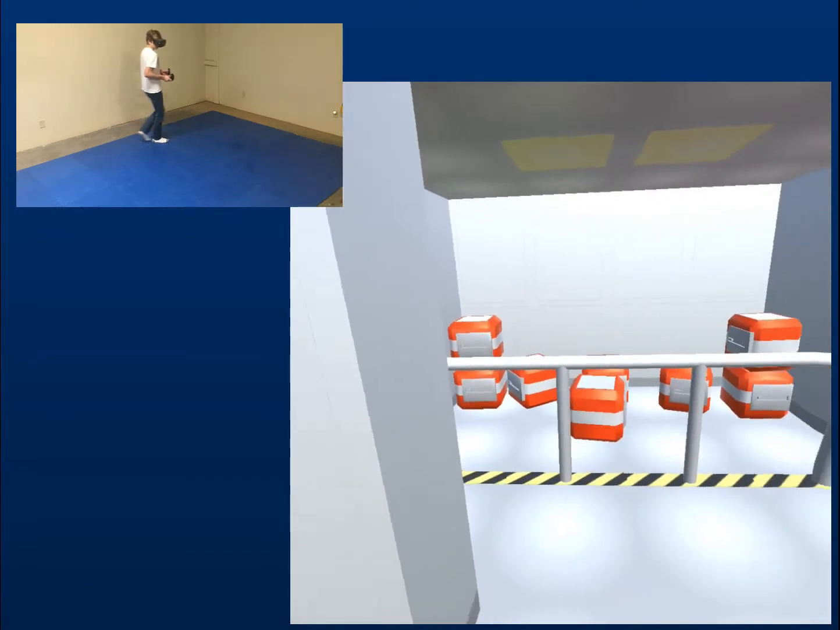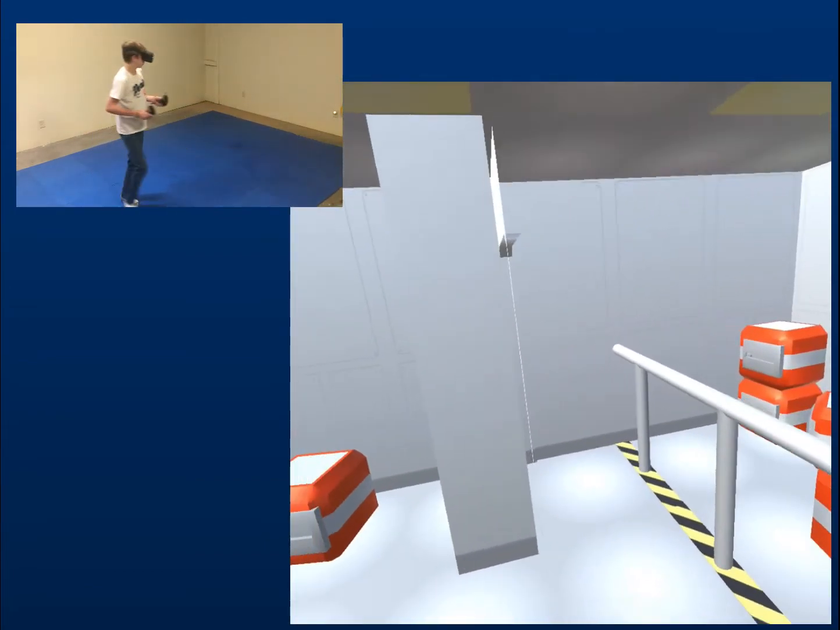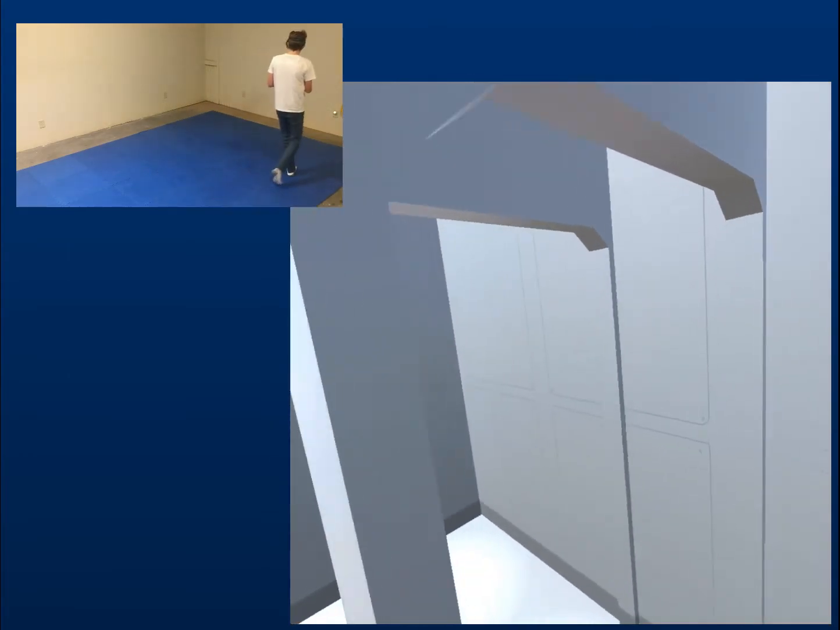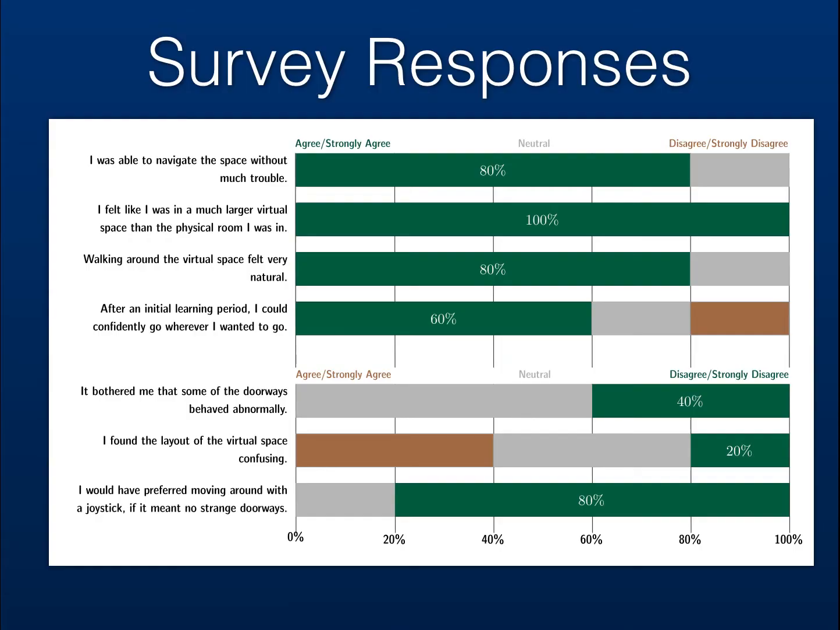We did a pilot study where 5 subjects were given a brief exploration period, followed by 5 minutes of this task. We then asked them to fill out an exit survey as well as a NASA task load index. The results of the 7 Likert scale questions are shown here. You can see that there was strong agreement with the positive statements, such as, "I was able to navigate the space without much trouble." There was mostly disagreement or neutrality on the negative statements.